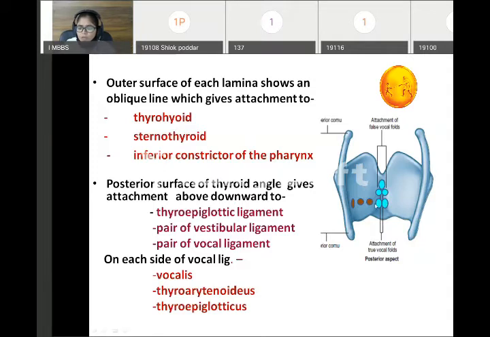Now, on each side of the vocal ligament, there is attachment of 3 muscles. Medial to lateral, these muscles are attached. These muscles are vocalis, then thyroarytenoid, this one, and thyroepiglottis. So on each side of this vocal ligament, there is attachment of these muscles.